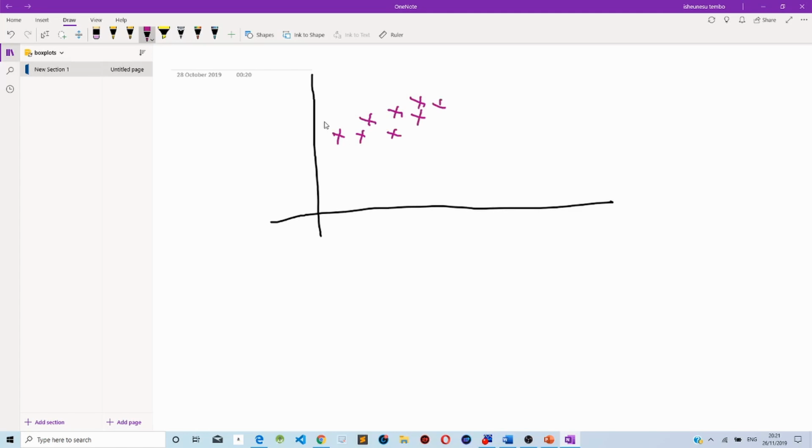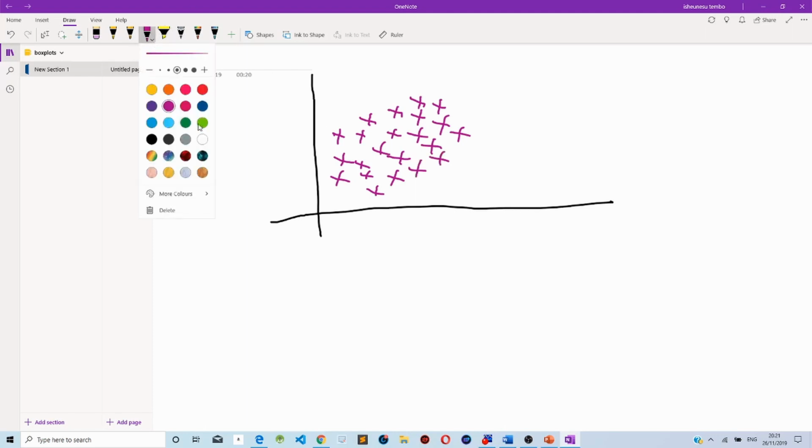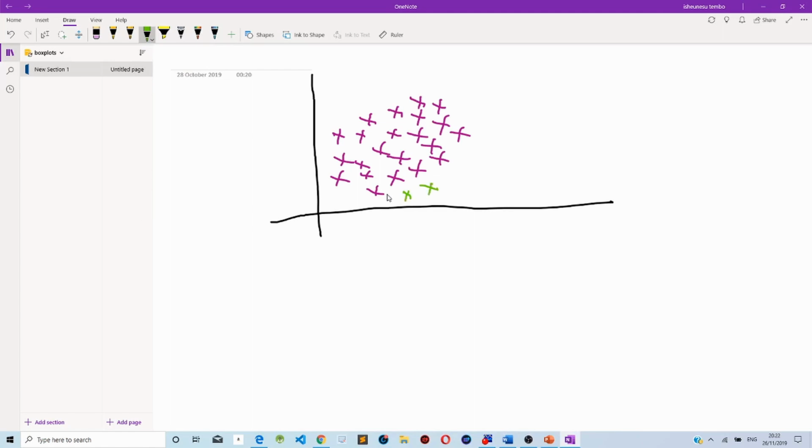Let's say we have this purple category with purple data points. And then let's say we have this green category.